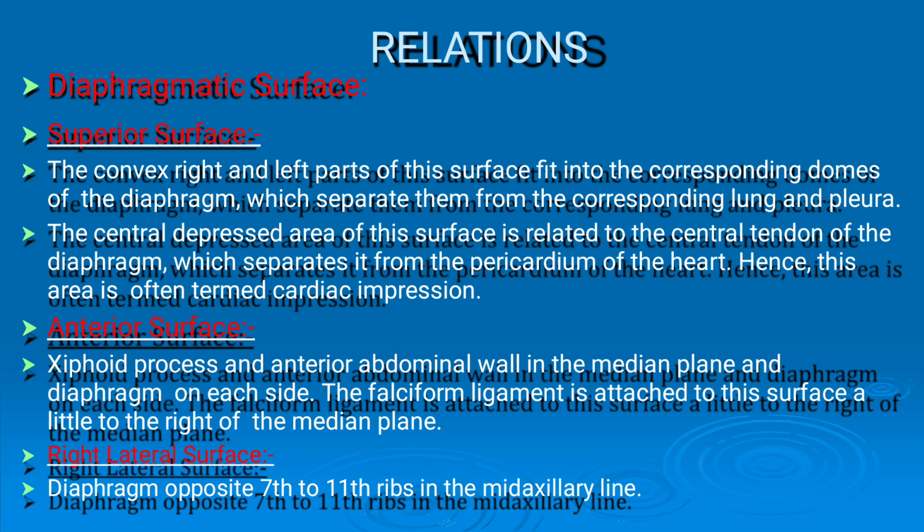Anterior surface: it is related to the diaphragm and the anterior abdominal wall in the median plane. On each side, the falciform ligament is attached to this surface, lateral to the right of the median plane. Right lateral surface: related to the diaphragm opposite the 7th to 11th ribs in the mid-axillary line.